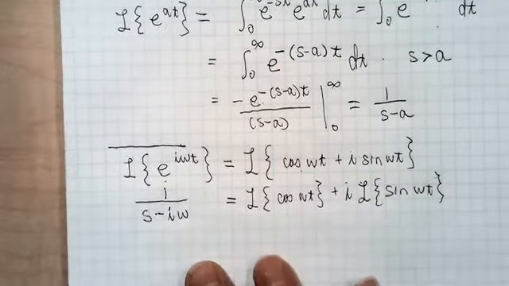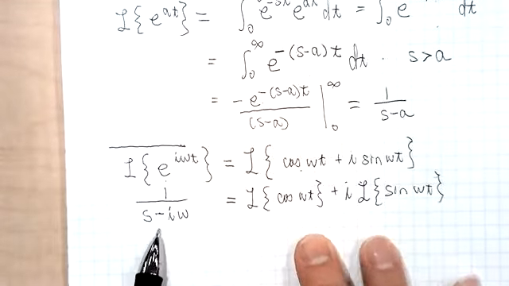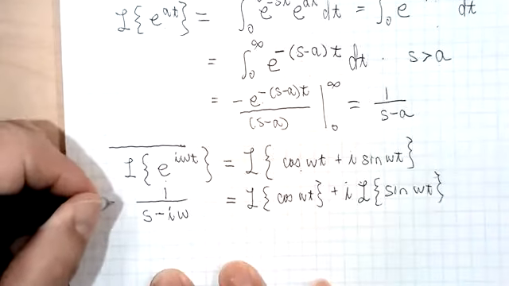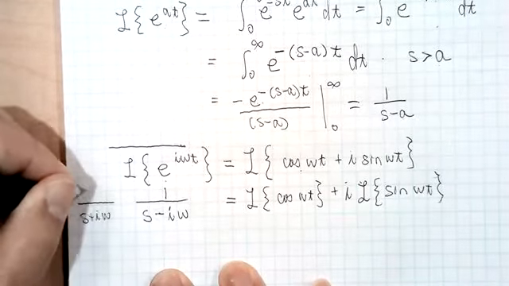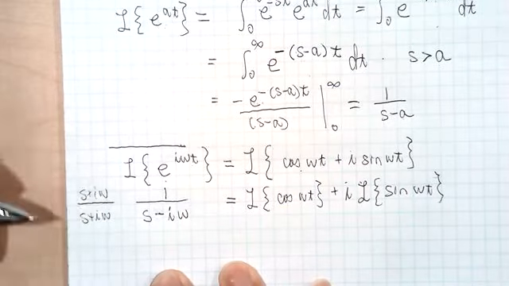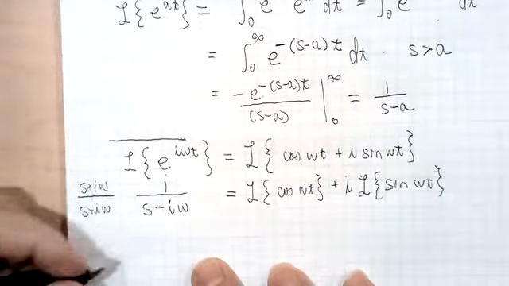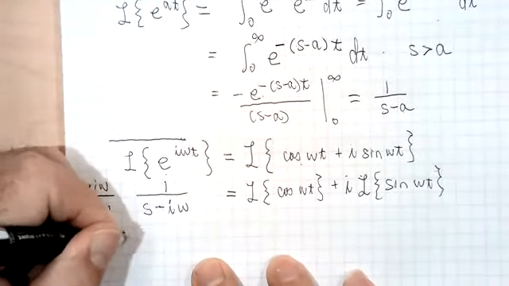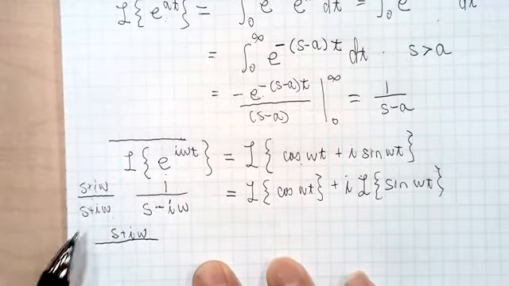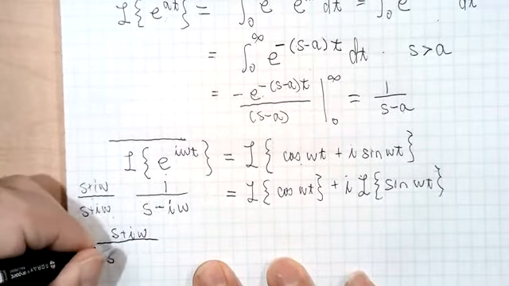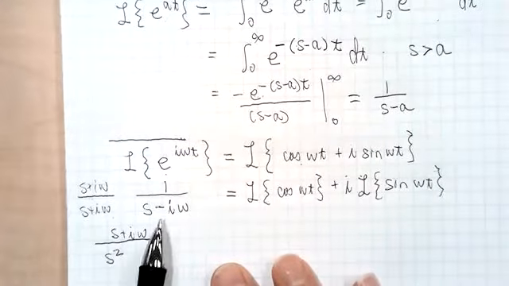Okay, now that's great, except things are hard to read. So let's multiply this by s plus i omega, top and bottom. And on the left-hand side, then we're going to get s plus i omega in the numerator. In the denominator, we get s squared. Middle terms, of course, cancel out. This is a plus and this is a minus.